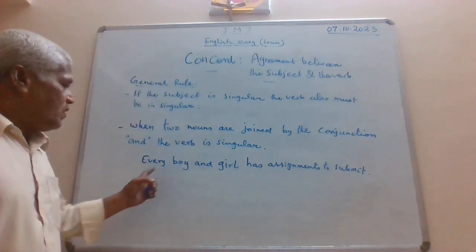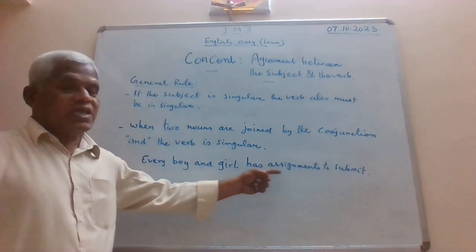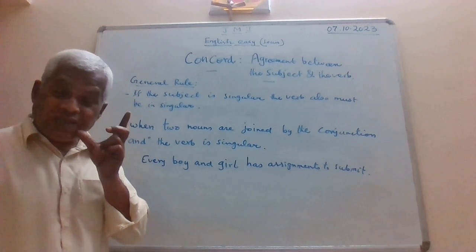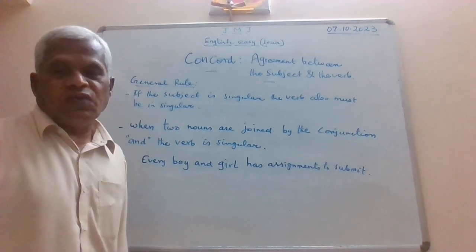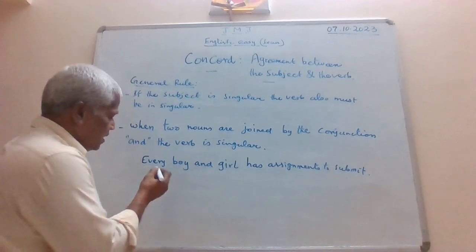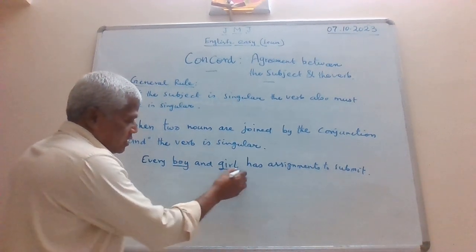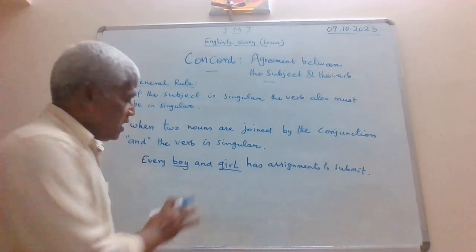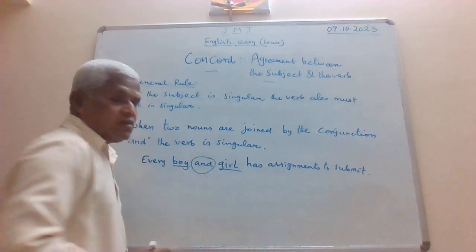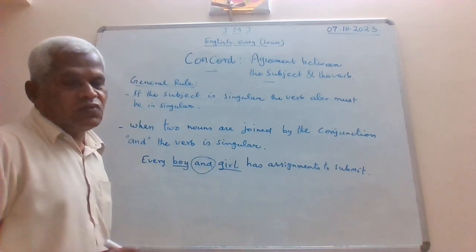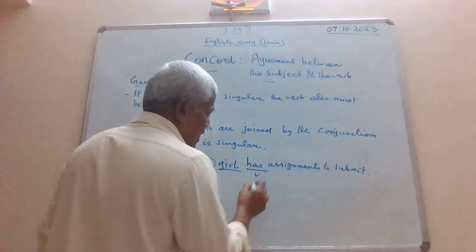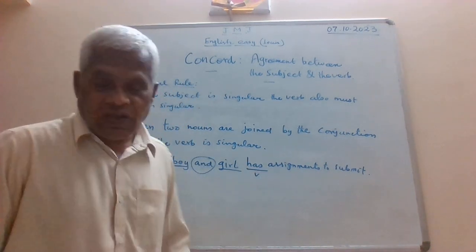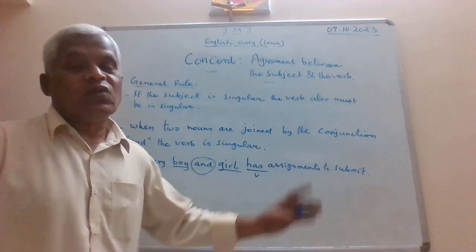Every boy and girl has assignments to submit. Now, what is your subject? What is your verb here? Guys, what is your subject and what is your verb? See? Boy, girl, singular nouns. They are joined by the conjunction, the linking word. And what is your verb here? This is your verb: has. Is it a singular verb or a plural verb? Singular verb.